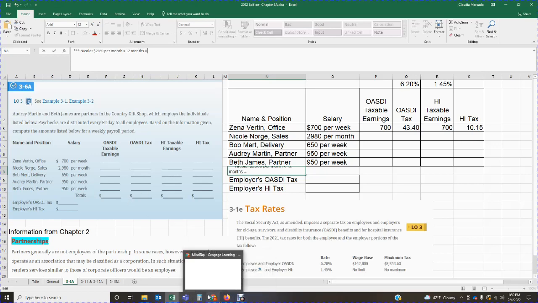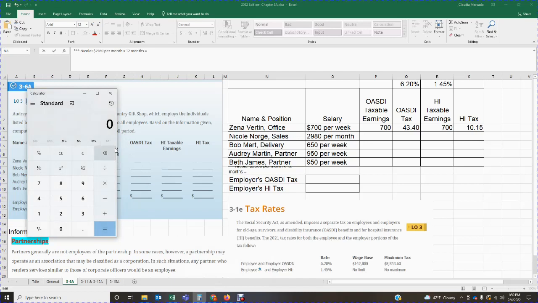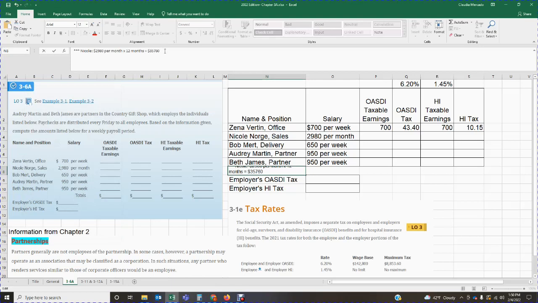Let me see what that gives us. So $2,980 times 12 months, that's $35,760. And I'm going to divide by the number of weeks in a year, that's 52 weeks. That will give me $687.69. So I'm getting my monthly pay, multiplying it by 12 to annualize it. Once I've got my annual, I'm going to divide it by the number of weeks in a year, that's 52 weeks, and that's going to give me my weekly amount, $687.69.